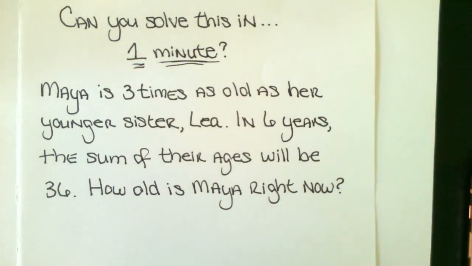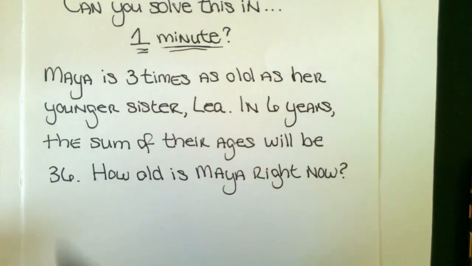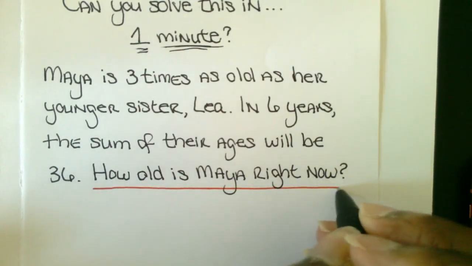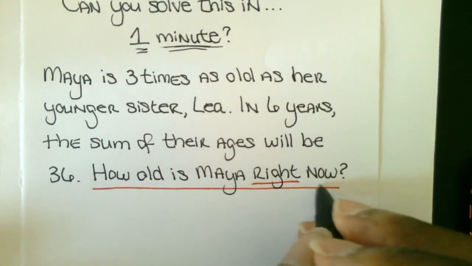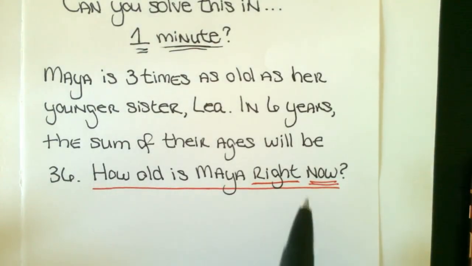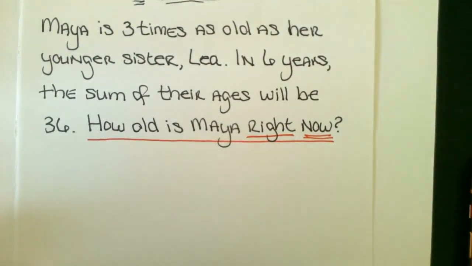So now, let's take a look at what the situation is. So for those that are new to me, this is how I solve word problems. The first place I would go is to the question. So we want to know, how old is Maya right now? Okay. Do we know anything about Maya?